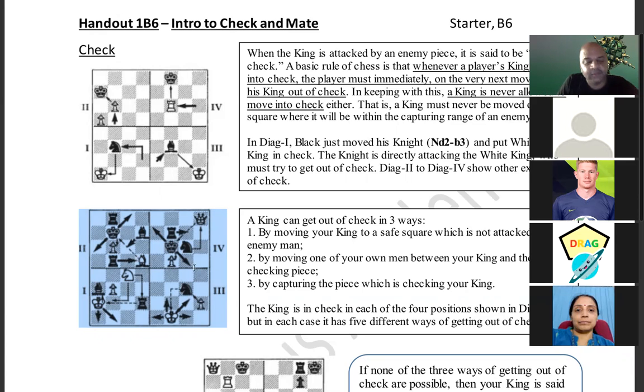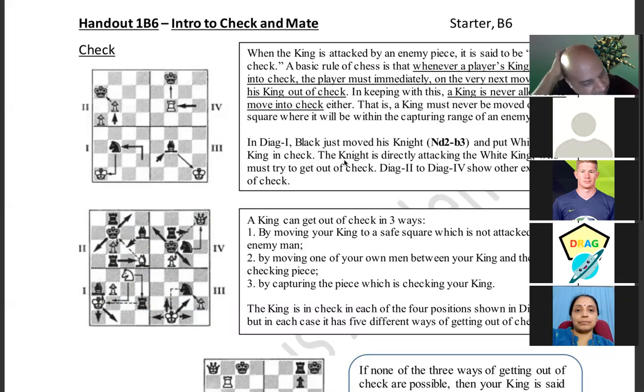Like this, there are more examples I've shown here everywhere. You can use this to understand what is possible each time. You have to get into your head that whenever there is a check, there are generally three possibilities. In every position it may not be possible, but in general, these are the possibilities you have to look for: avoiding, blocking, or capturing the checking piece.